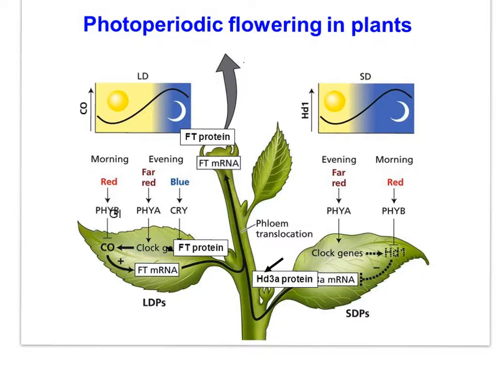Very, very little is known about FT protein. Some call it florigen, referencing a plant hormone that has not yet been identified. FT protein, or florigen if you would prefer, is moved to the shoot apex. FT protein, florigen, alters the gene expression of cells in the shoot apex, where flowering would occur.